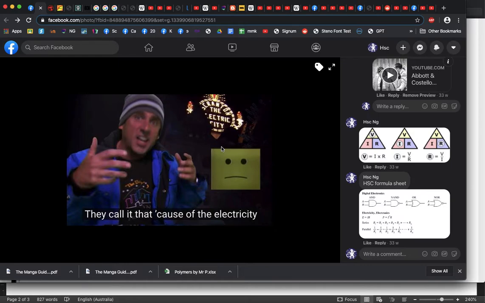And they call it that because of the electricity, well, okay, that's obvious. But why was Scranton the Electric City? Well, Scranton was near Niagara Falls, and Niagara Falls was where Thomas Edison had his power plant.